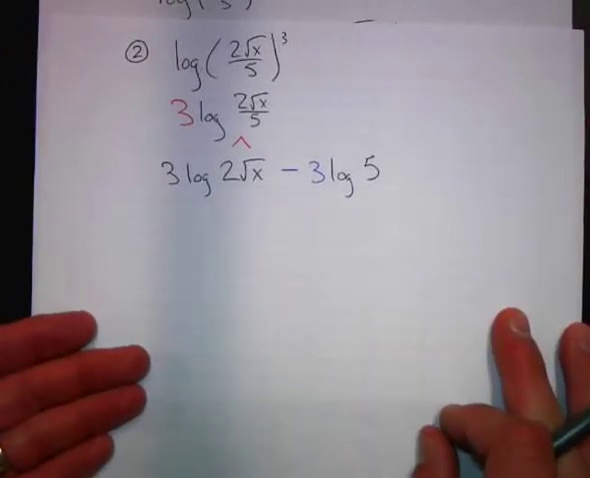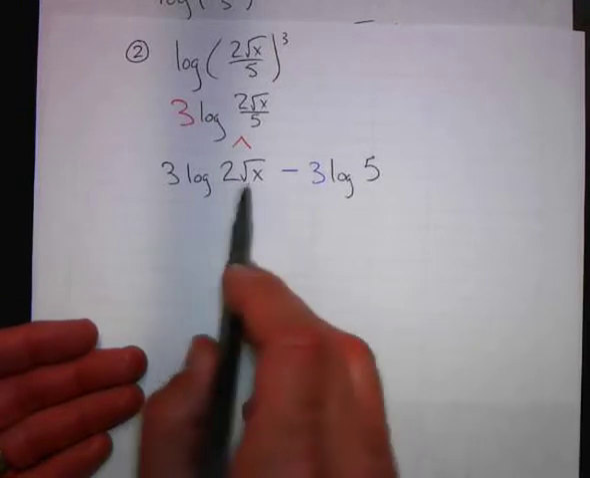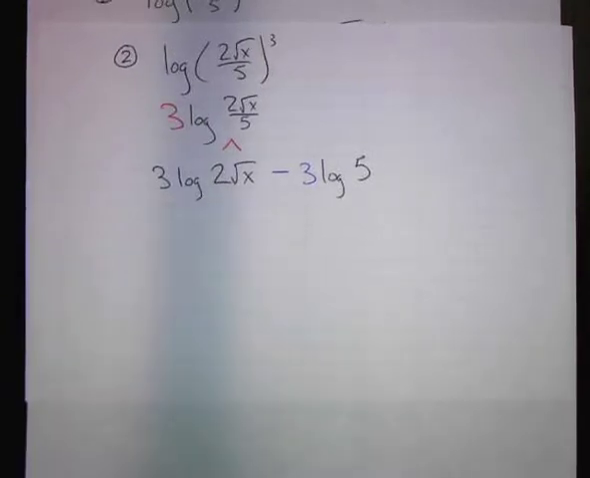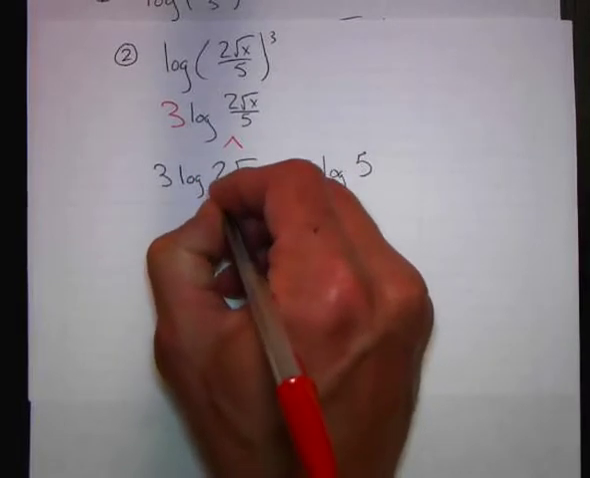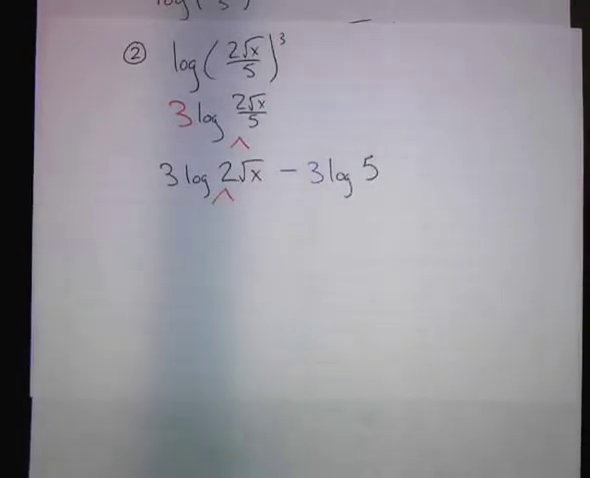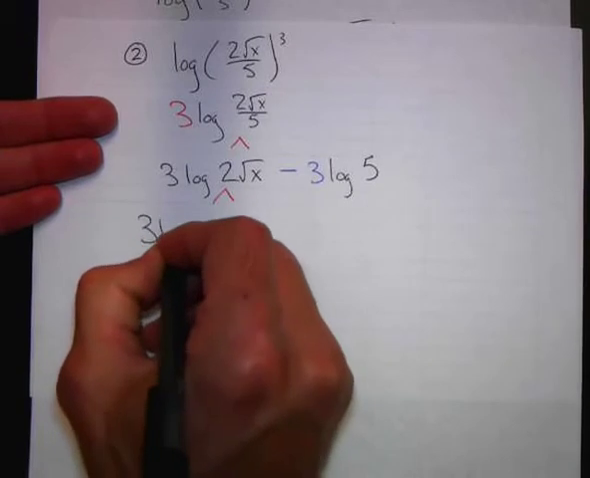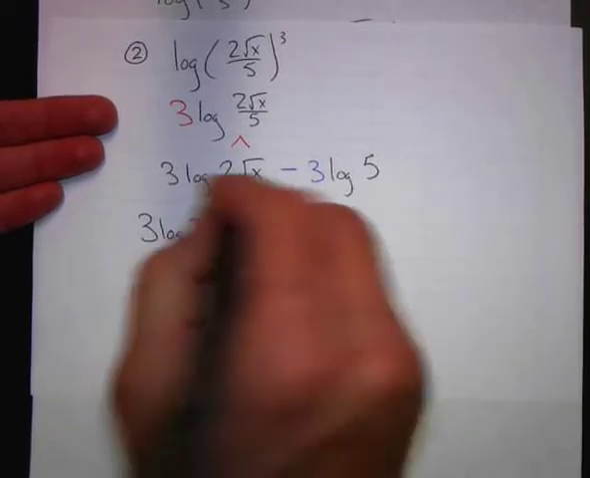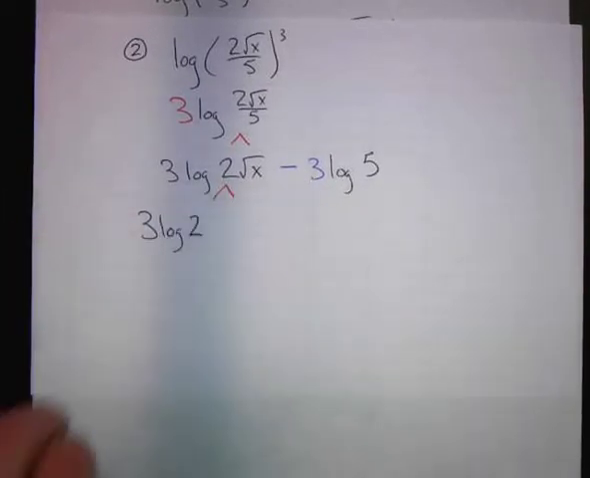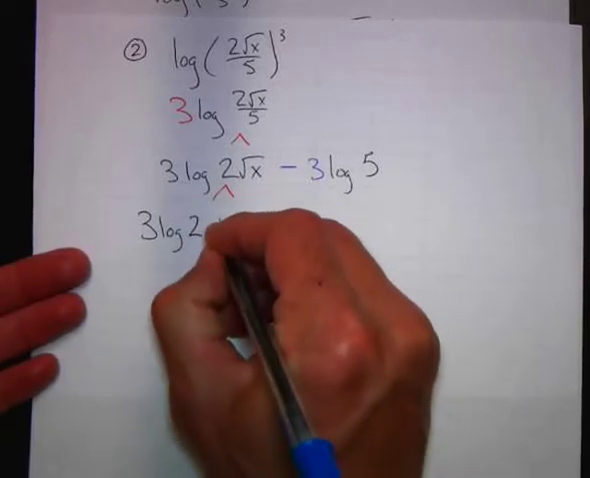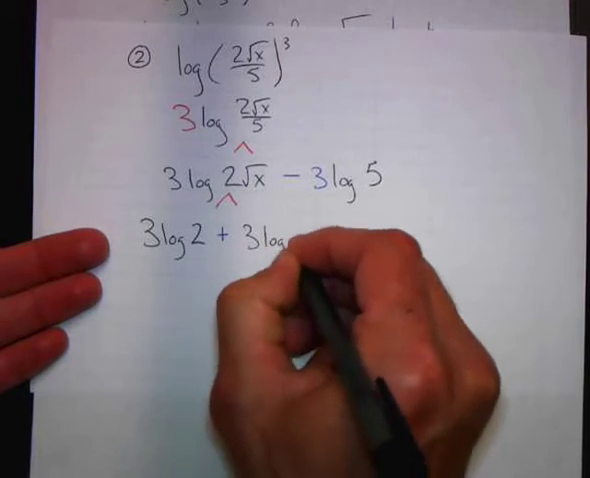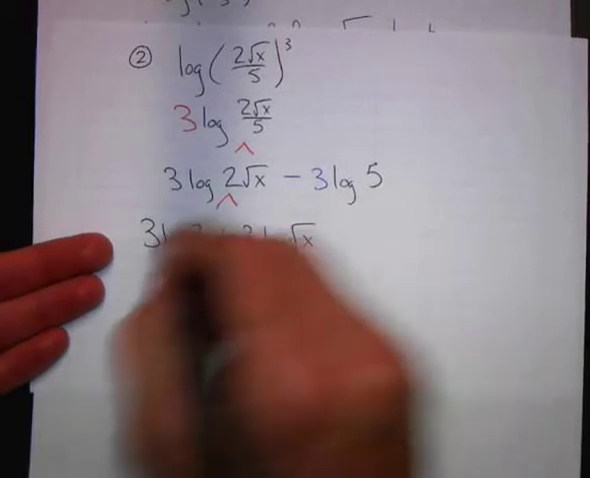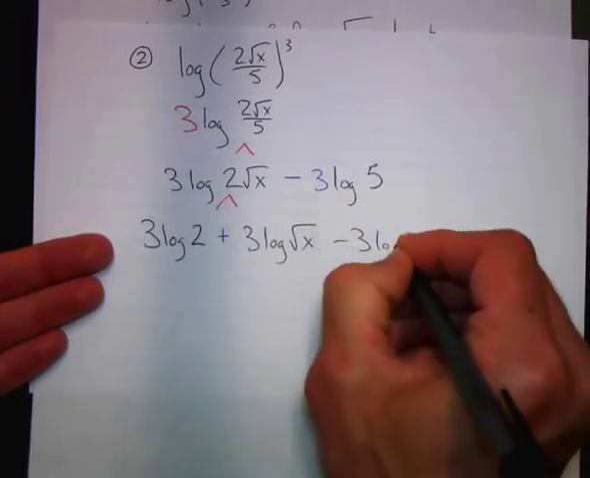And now what we can do is expand it even further. We have this situation here, and we can expand that because this is 2 times the square root of x, right? So 2 times the square root of x. So 3 log 2, right? And then using the product property, that means we're adding 3 log of the square root of x, and then the minus 3 log 5 stays.